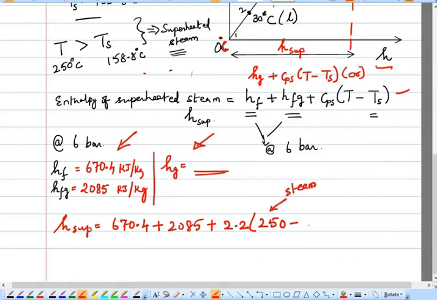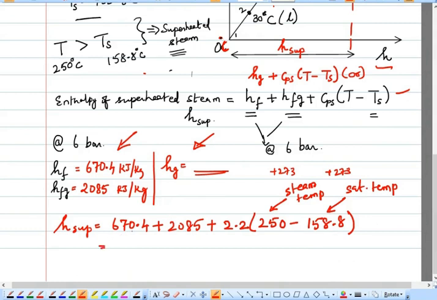And what is the saturation temperature? It is 158.8. So this is your saturation temperature, and this is your steam temperature. You can also convert these values from Celsius to Kelvin. You'll be getting the same result because here also I'll be adding 273 and here also I'll be adding 273. So there will be no difference whether you calculate in Celsius or in Kelvin. You'll be getting the same value.